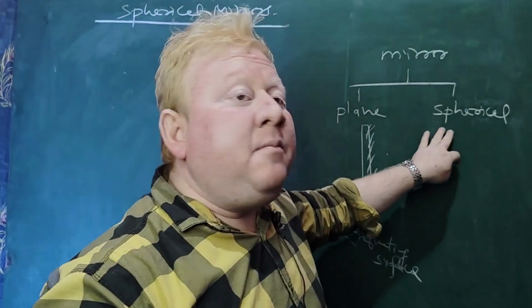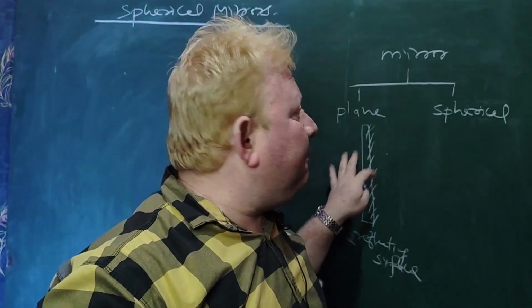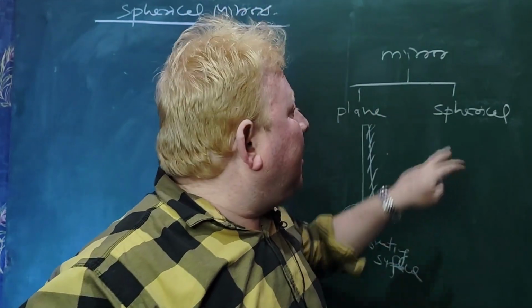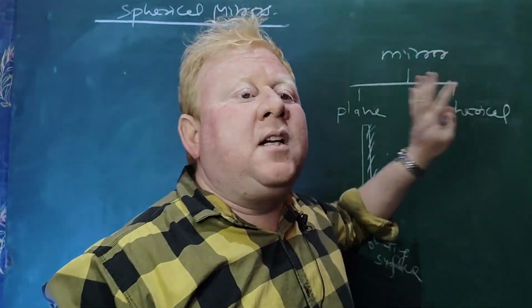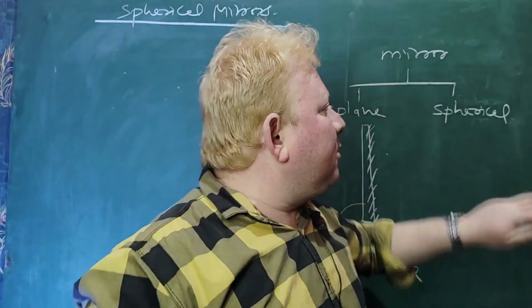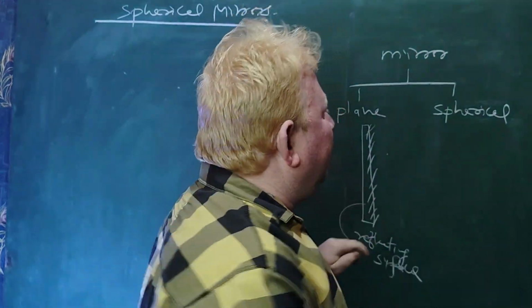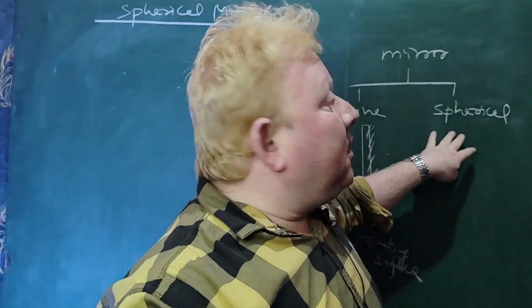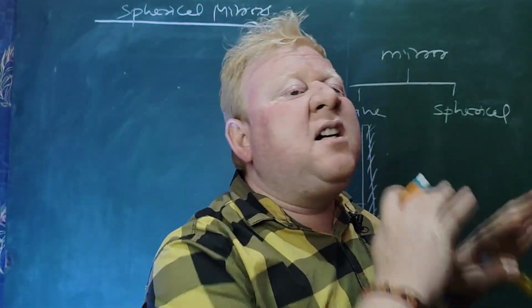Now what about spherical mirror? Plane mirror we know, and we have read all about the characteristics of image formed in a plane mirror also. Now today we will discuss the spherical mirror in detail. So what is a spherical mirror? A spherical mirror is a mirror whose reflecting surface is curved.